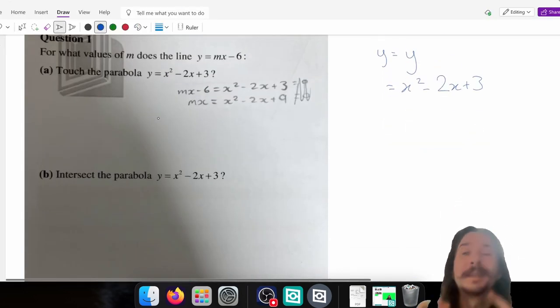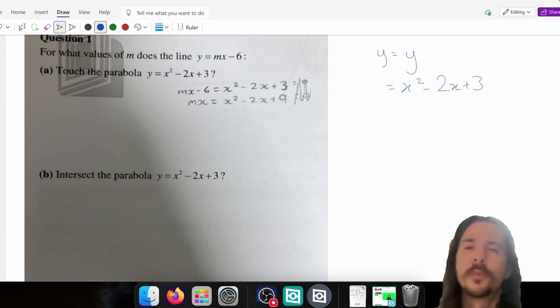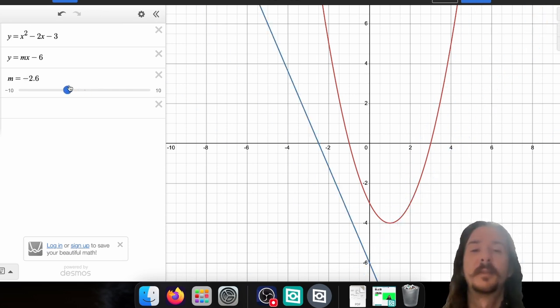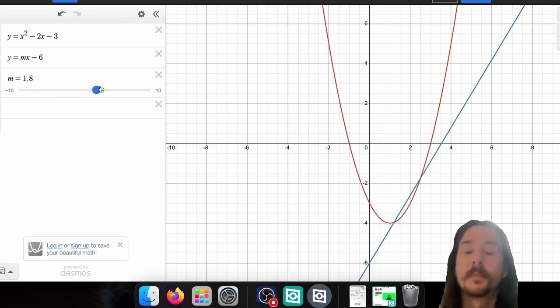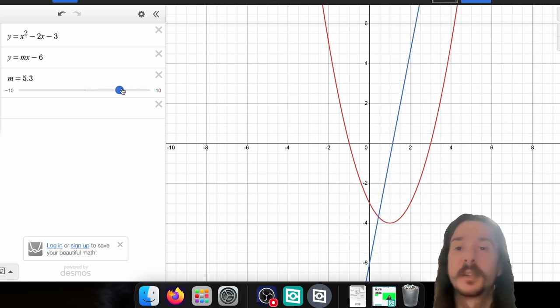A is asking when does it touch the parabola, and B is asking when does it intersect the parabola. So what that means is A wants us to figure out what are these values where it just touches, right? And then part B is asking for all of these values where it crosses, where it actually intersects with it.